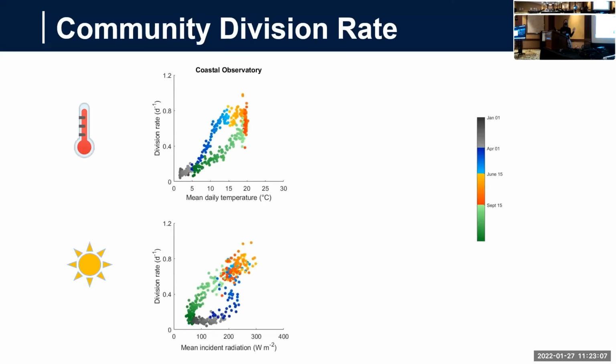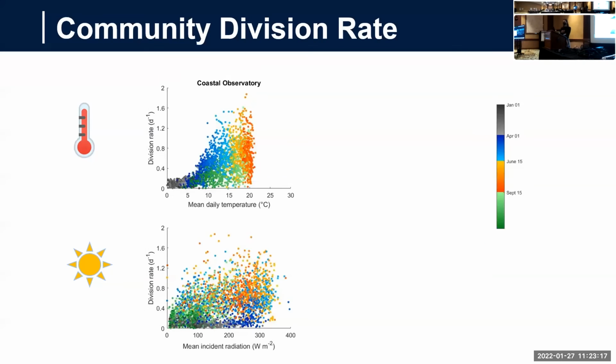So you remember our nice relationships between division rate and temperature and division rate and sunlight. These are just Picophytoplankton. These are the annual climatologies. These are the daily data that it comes from. So this is showing the whole variability in our time series. And I do this here because I think it's more comparable to the cruise data because we don't have the extensive time series that we do to average and get those climatologies.